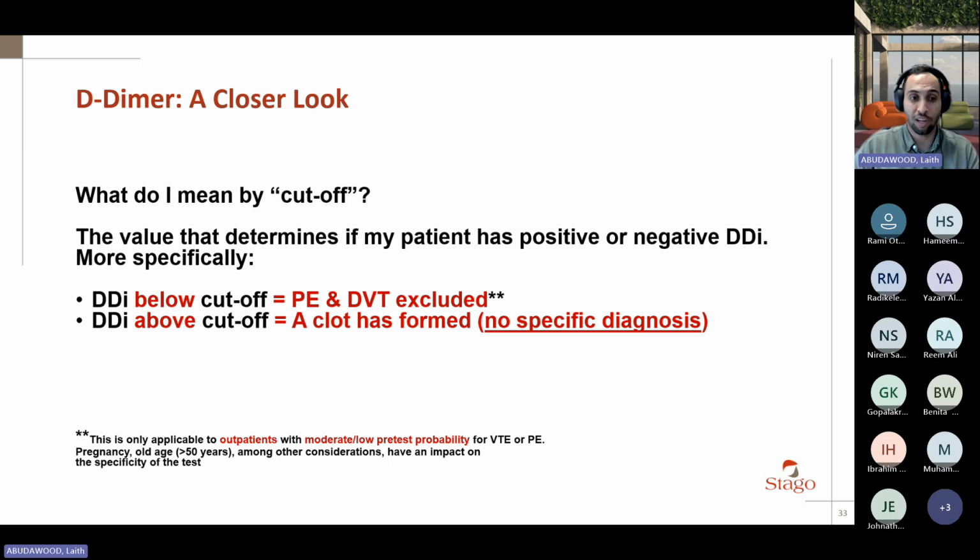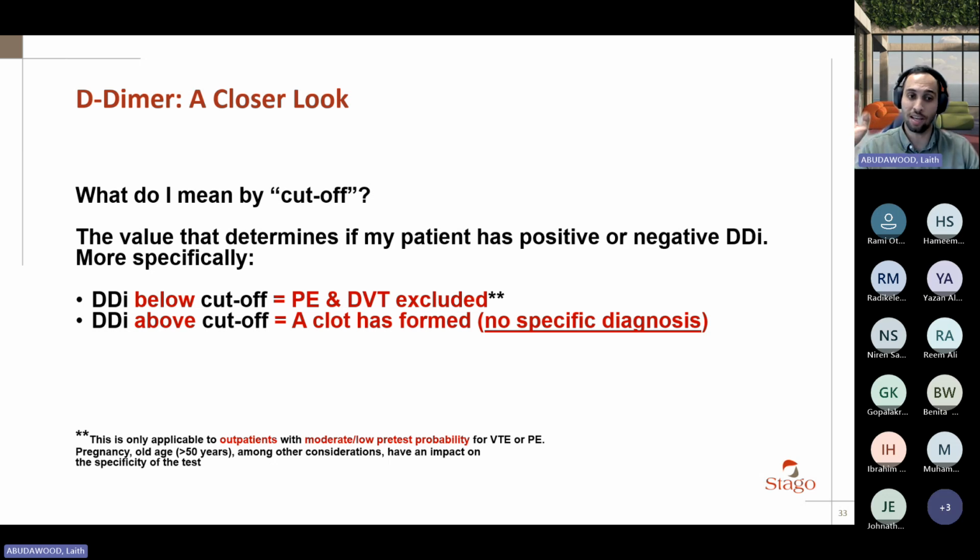If the D-dimer is above the cutoff, we say a clot has formed. D-dimer is positive. What do you have? We cannot diagnose you. We have to do imaging. We can only diagnose the clot you have with imaging. D-dimer cannot diagnose the clot you have. D-dimer cannot tell you if it's PE or if it's DVT or if it's a stroke or if it's a myocardial infarction. It cannot tell you all of that. It just tells you there's a clot, go find it.